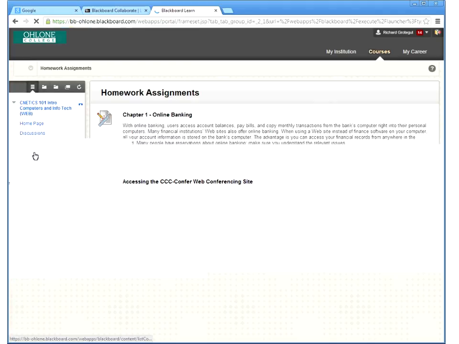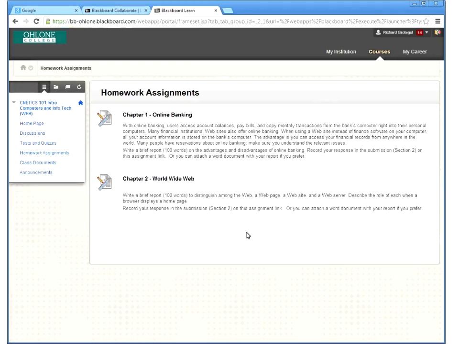Homework assignments. These are weekly. There's a chapter assignment, and it requires you to respond to each of these by typing in your responses in Blackboard. So Chapter 1 is on a topic from Chapter 1. This one happens to be on online banking. You need to read the statement here, and then you're going to write a brief report of at least 100 words on the advantages and disadvantages of online banking. And you record that by directly responding into the submission section.